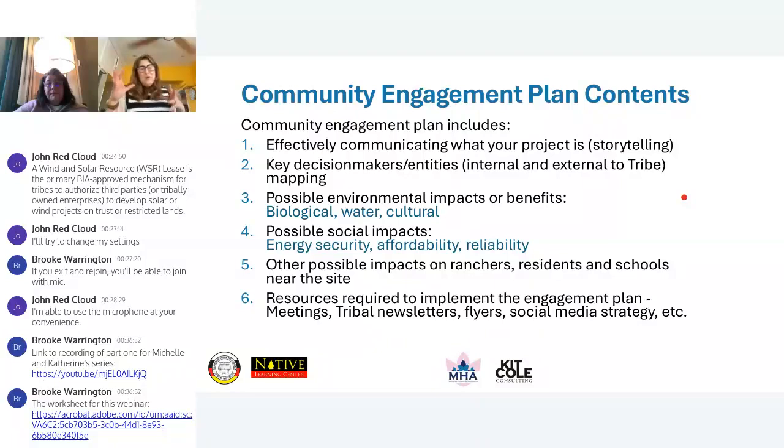So one of the reasons we're giving you this matrix, and Brooke put the link for the worksheet in the chat, is so you can start to organize for yourself and keep track of who you're reaching out to and how it is that they prefer to be communicated with. Yeah, Michelle, and I think thank you.